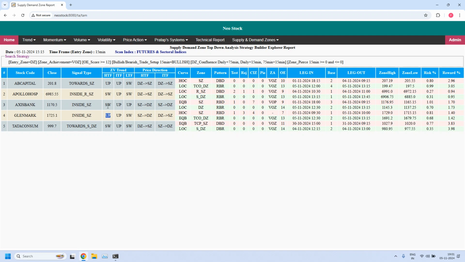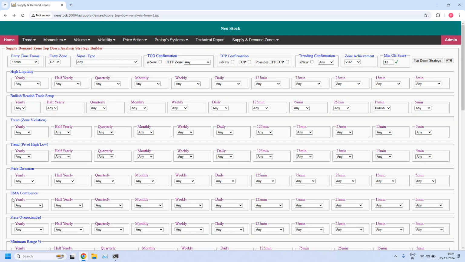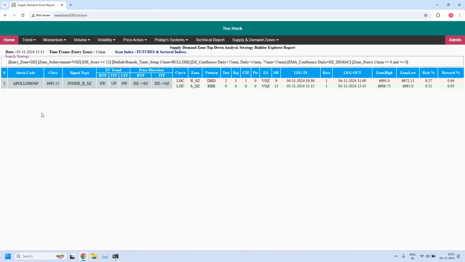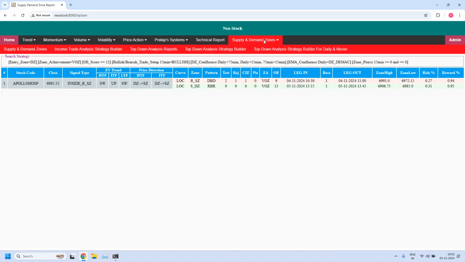In the first and fourth, if any of them are having EMA confluence, daily EMA confluence, they are even more high probability setup stocks. Let's verify. In the EMA confluence, daily time frame, daily demand zone with daily EMA confluence filter is enabled. We got 1 stock, but it is a sideways trade setup. Sideways EMA does not give any extra advantage. Okay, this is about bullish trade setup for daily income trade.